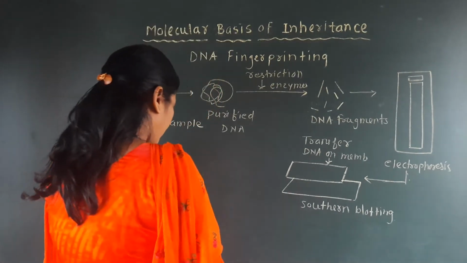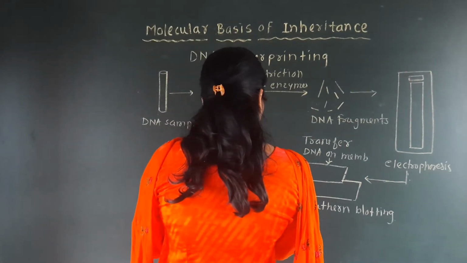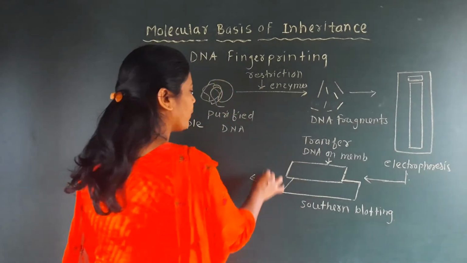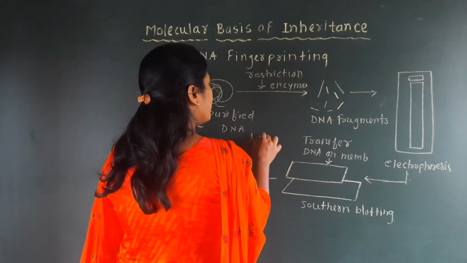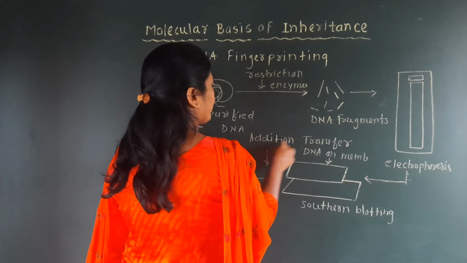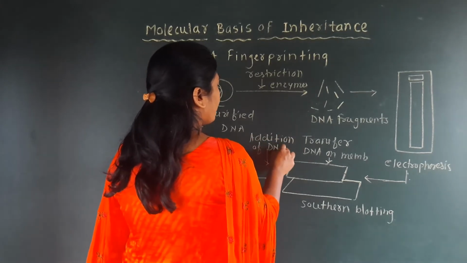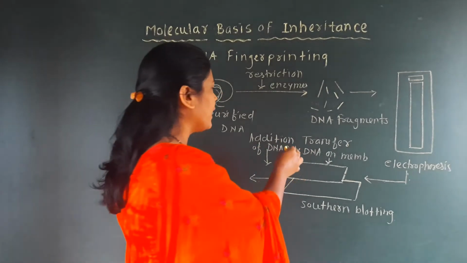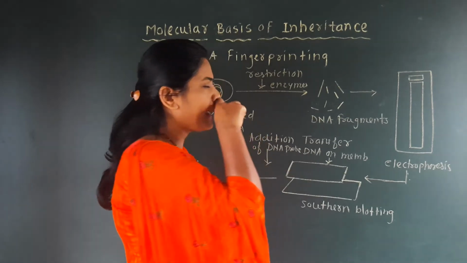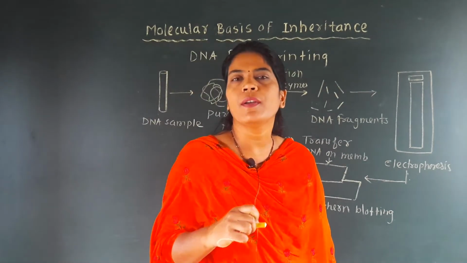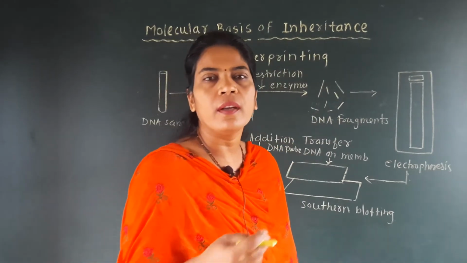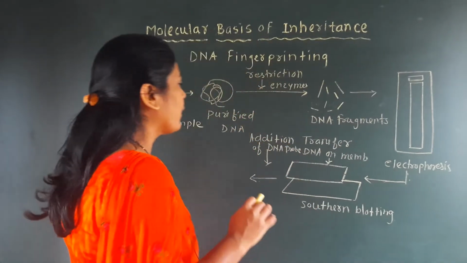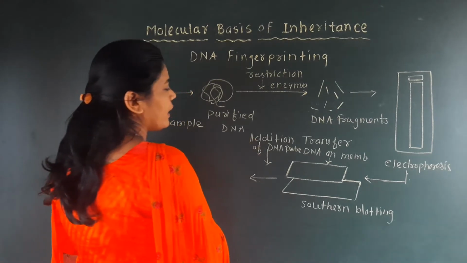Next, after the Southern blotting, the technique is the selection of a DNA probe. So here we see the addition of a DNA probe, because we have seen that this known sequence of DNA is called a DNA probe. This DNA probe is then added on the nylon membrane or nitrocellulose paper to observe whether hybridization takes place or not. That's why the label here is the addition of the DNA probe to the Southern blotting technique.